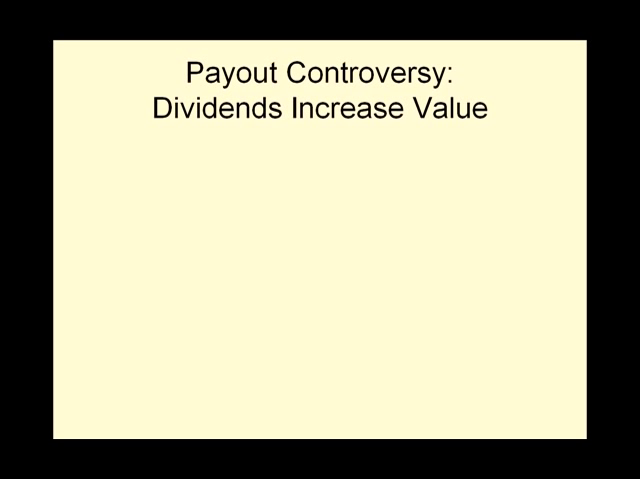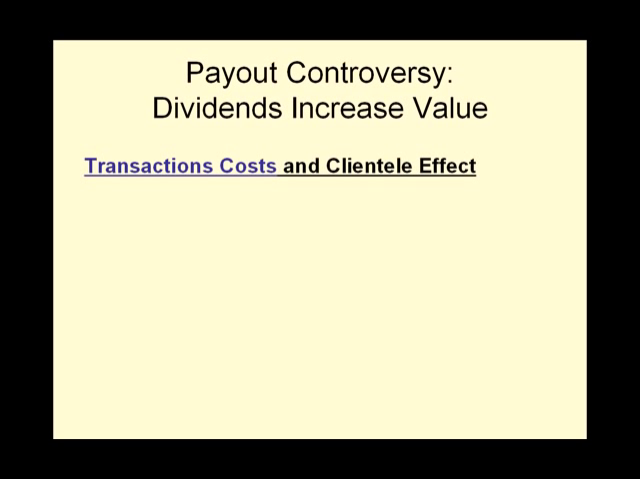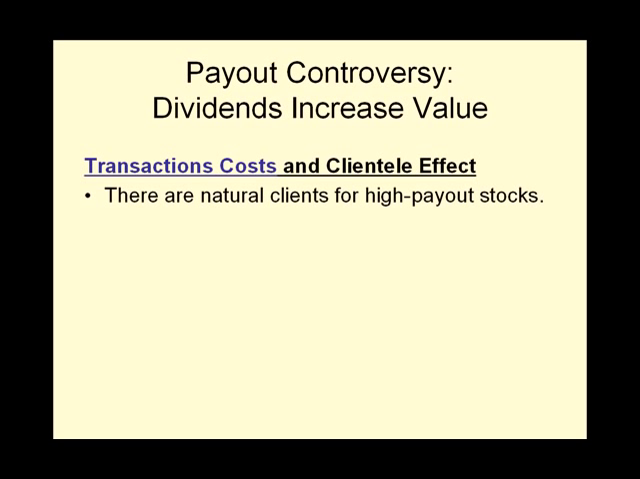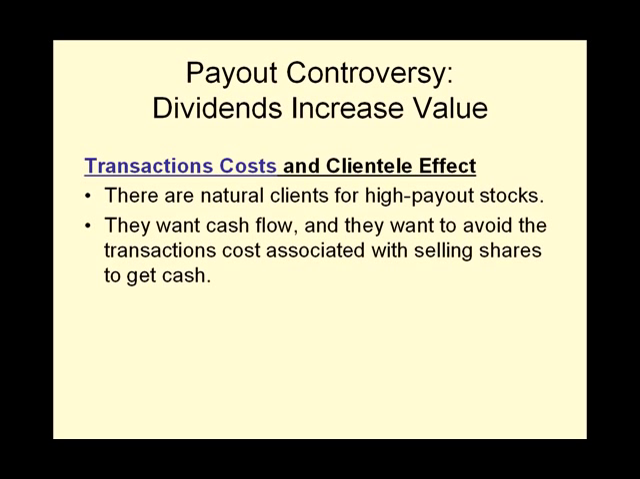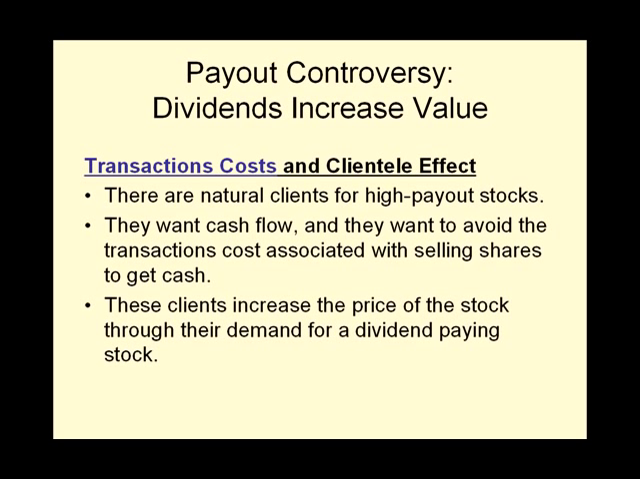While perfect capital markets imply the irrelevance of dividends, the existence of market imperfections can mean that dividends affect firm value. Dividends can increase value if there are costs associated with the transaction of buying and selling stock. The notion here is that there are natural clients for high dividend payout stocks. These clients want cash flow and they want to avoid the transactions costs associated with selling shares to get cash. So they increase the price of the stock through their demand for a dividend-paying stock.